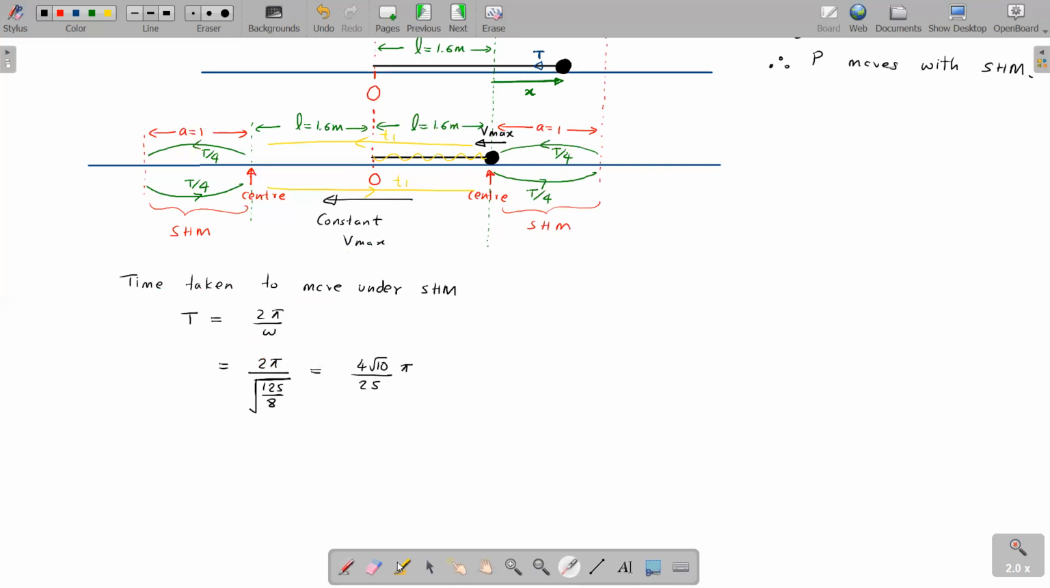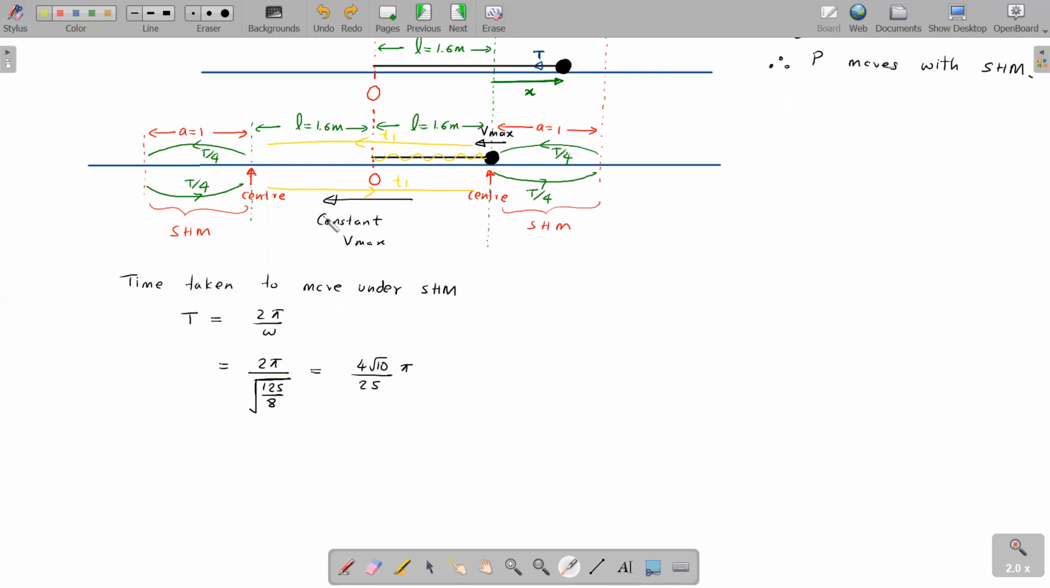I did not type the pi in the calculator. I just gave this section in the calculator, this whole thing exactly as is, 2 over root 125 over 8, and I got 4 root 10 over 25. Don't forget the pi. Are you with me? That's the time taken to move under SHM.